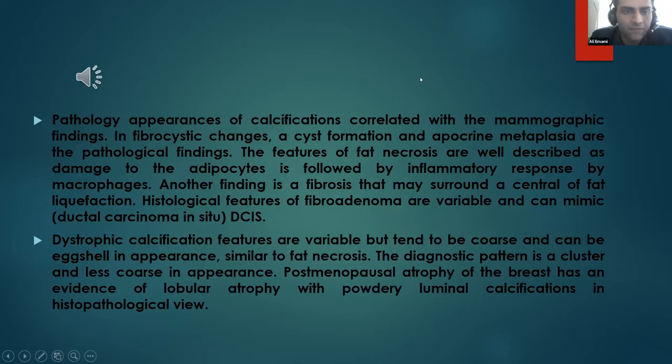The pathology appearance of calcification correlates with the mammographic findings. In fibrocystic change, cyst formation and apocrine metaplasia are the pathological findings. The features of fat necrosis are well described. Damage to the adipocytes is followed by inflammatory response by macrophages. Dystrophic calcification features are variable but tend to be coarse or can be eggshell in appearance, similar to fat necrosis. The secretory pattern is clumped and less coarse in appearance. Postmenopausal atrophy of breast has the evidence of local atrophy with periluminal calcification in the histopathological view.